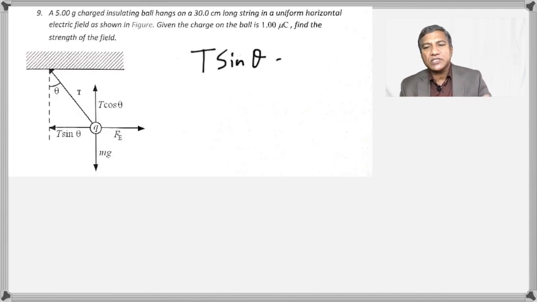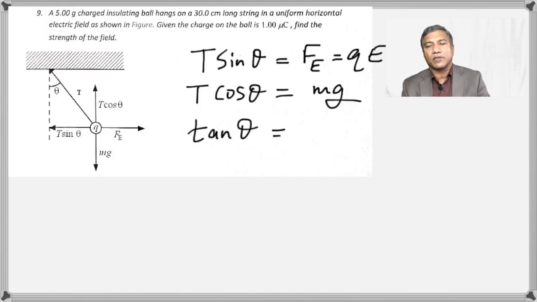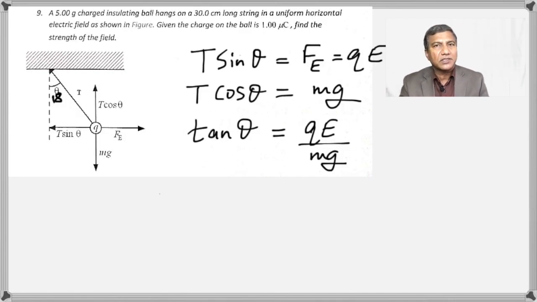So now we have T sine theta equal to F sub E, which we know is given by Q times E, and T cosine theta is equal to mg. If you divide the first by the second, we're going to get tan theta, because the T's will cancel out, and sine theta by cosine theta is tan theta. That's just an easier way of doing it. The other method is you can substitute, find the angles, and then put it into the second equation, but this is easier. So divide one equation by the other.